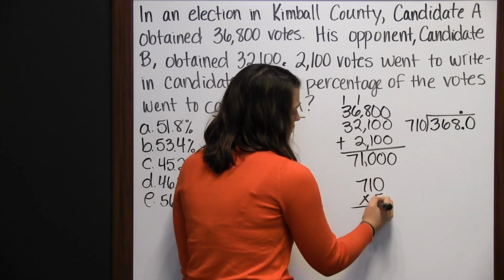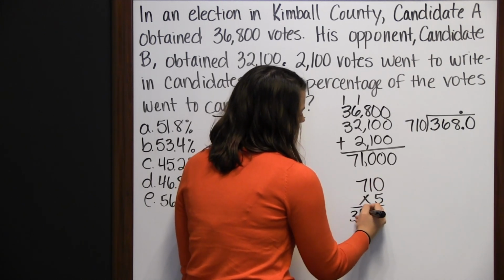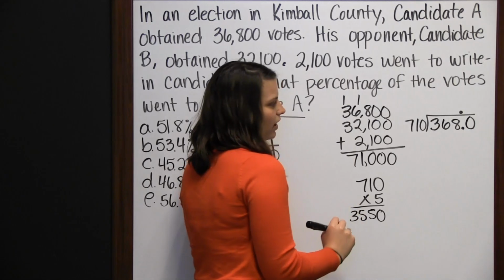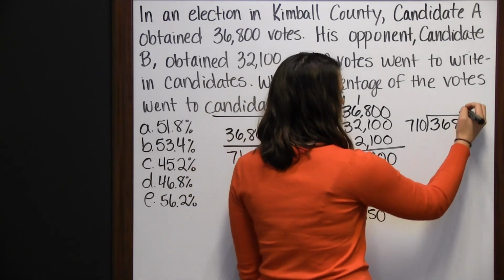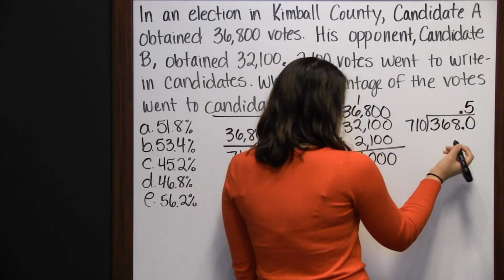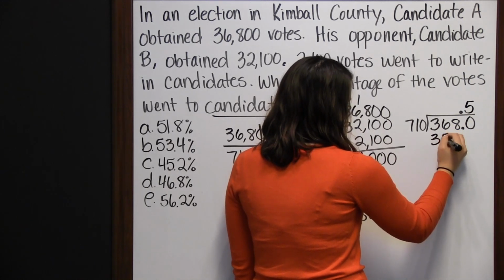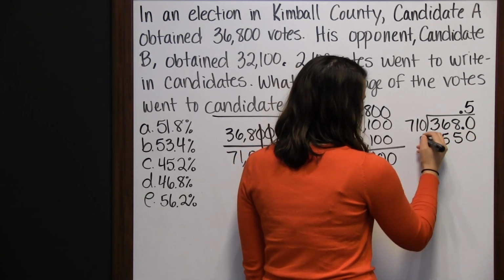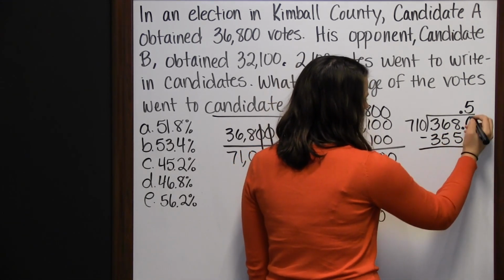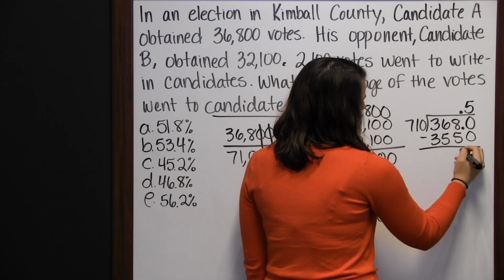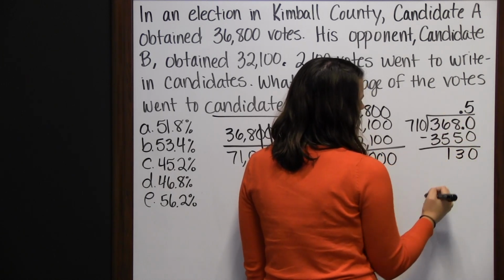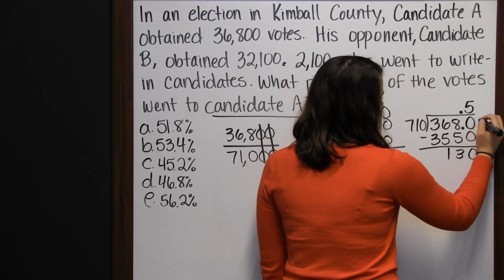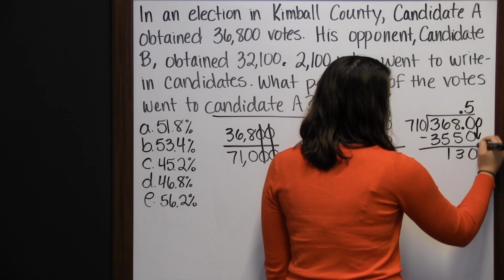We get 0, and that's 5, and that's 35. So 3,550. Yep, looks good. So that's 5. We have 3,550. Now we need to subtract, and that's 0, 3, 1, so 130. Then we need to add a 0 and bring it down.